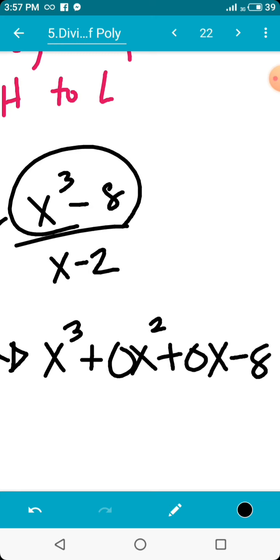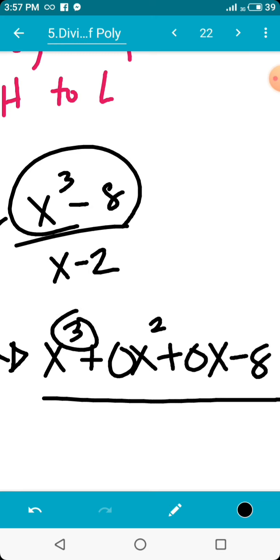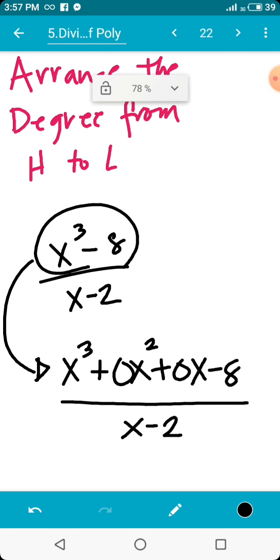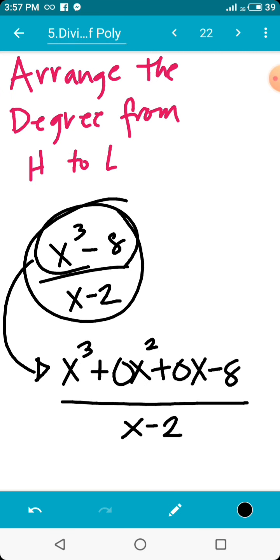Okay? So, kung mapapansin nyo, ang ating polynomial ngayon ay naka-arrange na from highest to lowest degree. Okay? Now, saka natin siya i-divide sa ating binomial na x minus 2. Okay? So, ganun guys, pag nakakita kayo ng gantong expression, before you do the division, i-arrange nyo muna from highest to lowest degree, and i-fill in nyo yung nawawala nating degree.